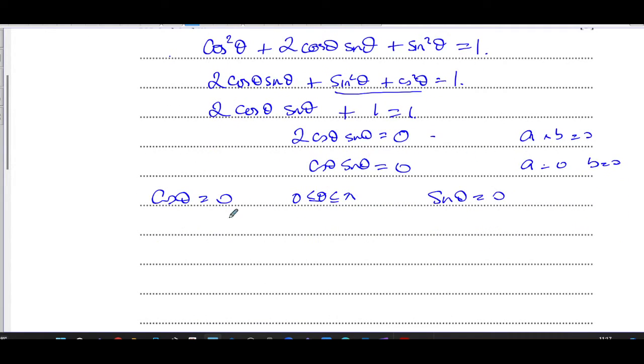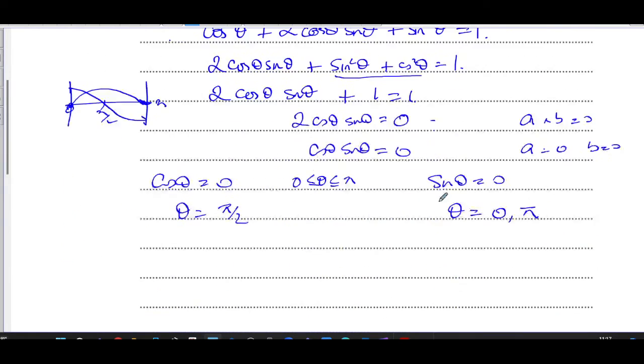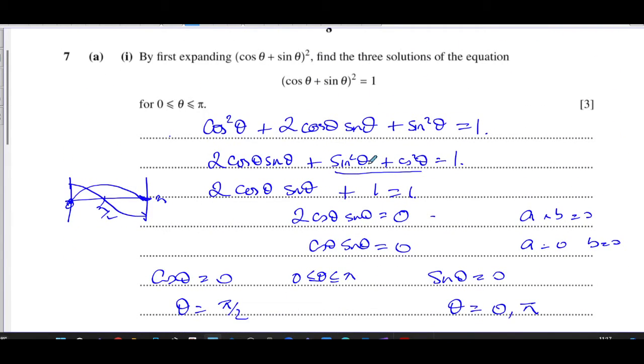We know that the cosine curve hits 0 at π/2. This is 0, this is π/2, this is π. And the sine curve hits 0 at 0 and at π, between 0 and π. So the answer would be π/2 for this part, and for this part, θ would be 0 and π. So the three solutions, as they asked us to find, are θ = 0, π/2, and π in radians. And there's the answer to 7a part 1.